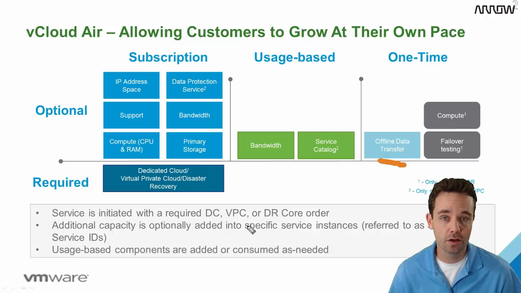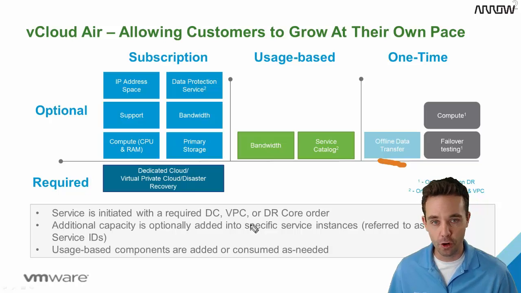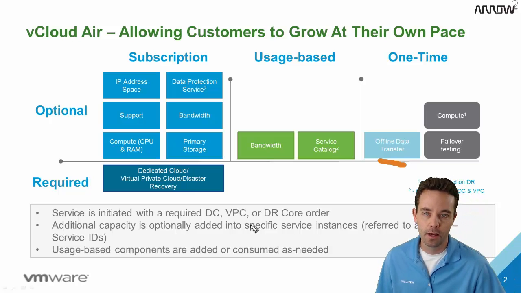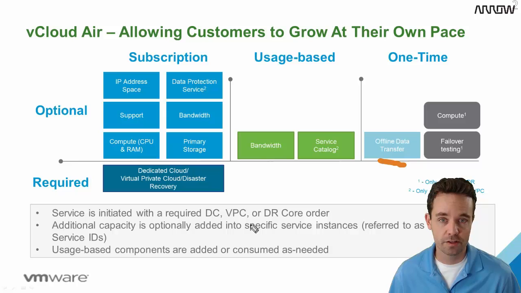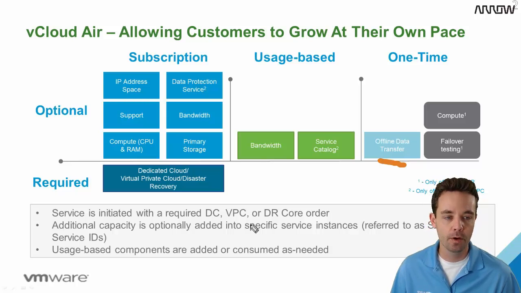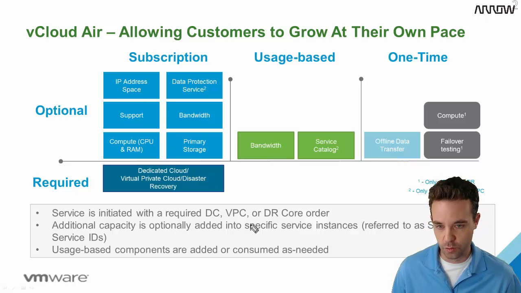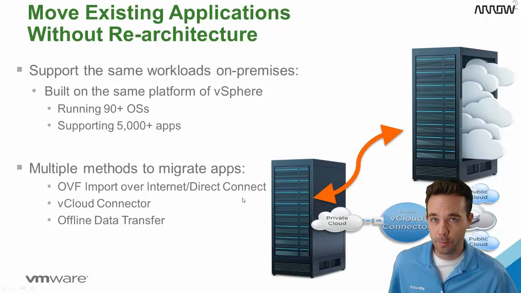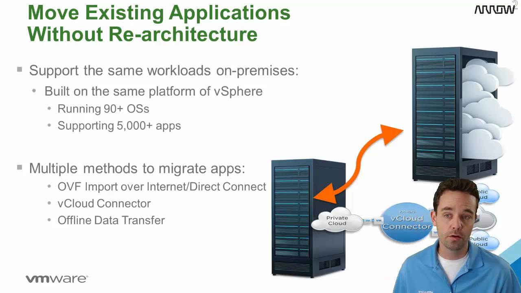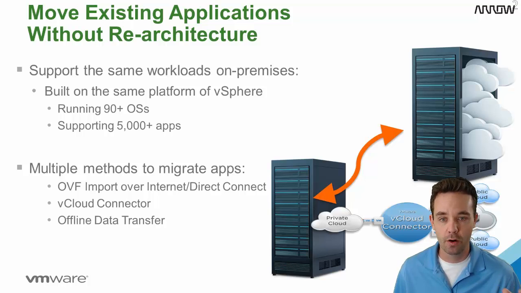And then we can also do things like failover testing. As I mentioned, 30 days is the standard component included with DR as a service, but if we need to add on additional time, we can do that at a one-time fee as well. And then the final piece when we're talking about moving workloads, so moving existing applications without re-architecting them.